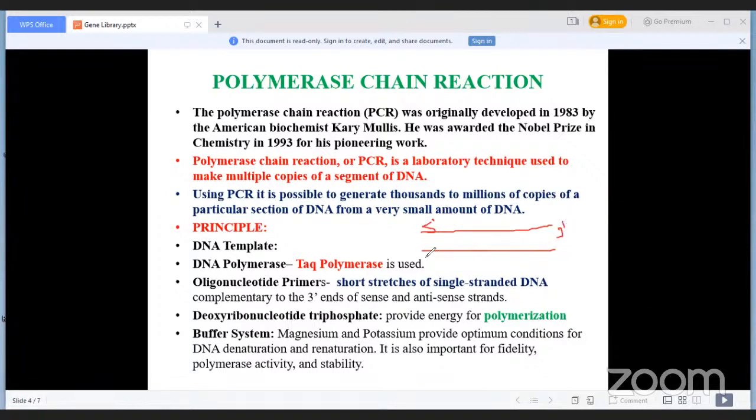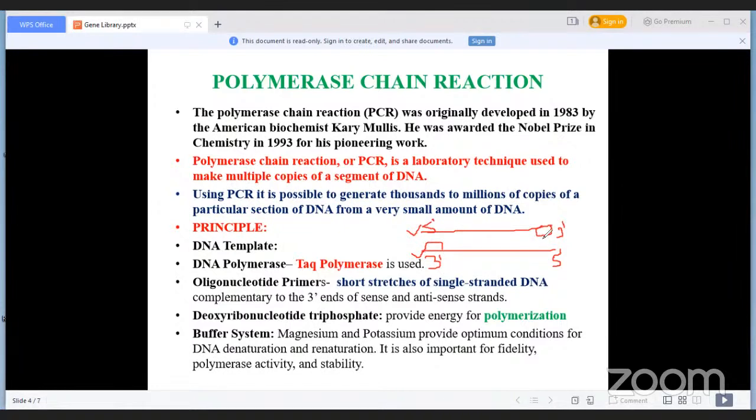The 5 end, opposite should be the 3 end, right? 3 end, opposite 5 end. For example, of this pair, one is the sense strand and the other is the antisense strand. If you add two primers, always the primer adds to the 3 end only, remember it.